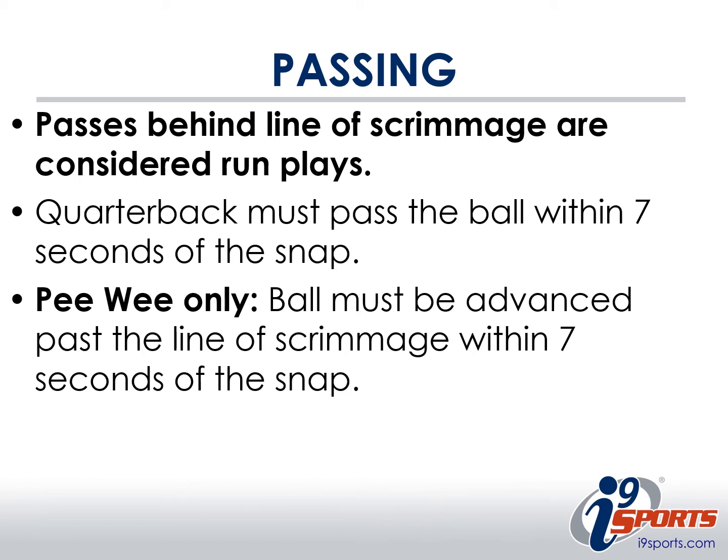Now, the one difference for Pee-wees, the ball must advance past the line of scrimmage within 7 seconds of the snap. And we'll talk about why that is important later, but really it's because no one can rush the running back or quarterback at the Pee-wee level until they cross the line of scrimmage, but they must do that within 7 seconds.